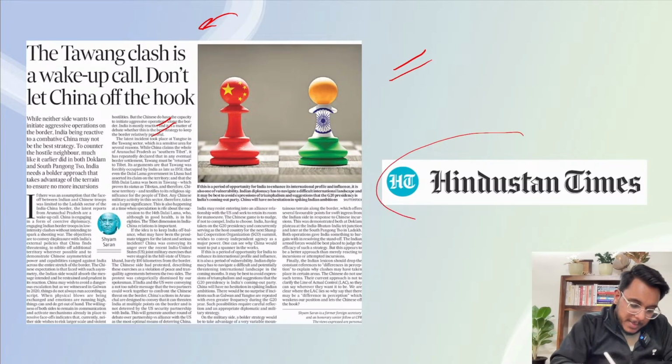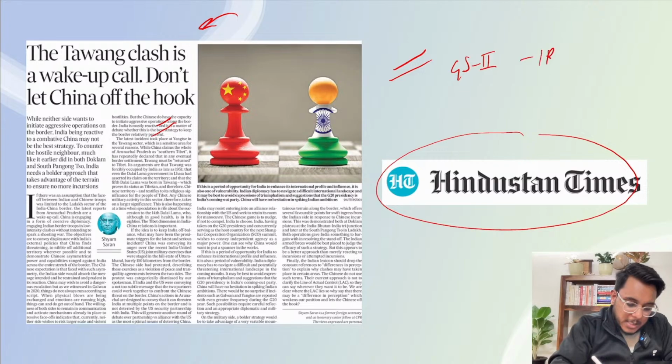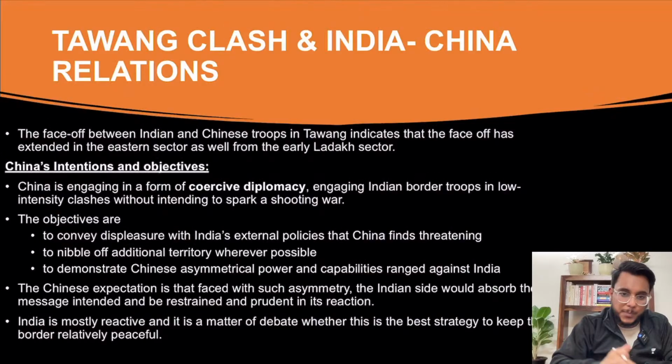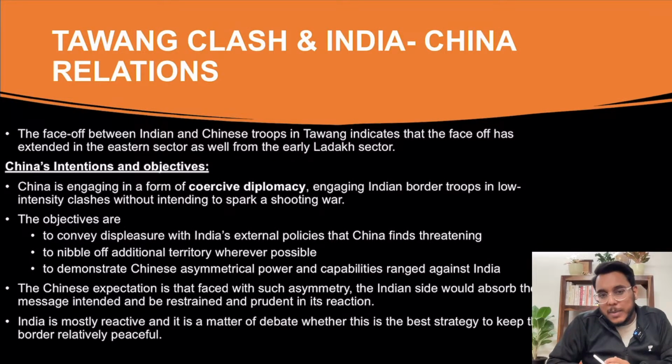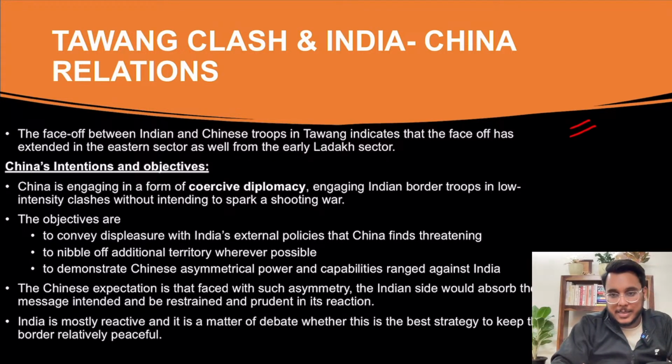Now, this article, guys, has been taken from the Hindustan Times, and this particular article will be seen with respect to the GS paper number 2, international relations, India-China relations. If you are following the newspapers, you might already know that a new round of confrontations has happened between India and China, particularly in the Tawang sector.